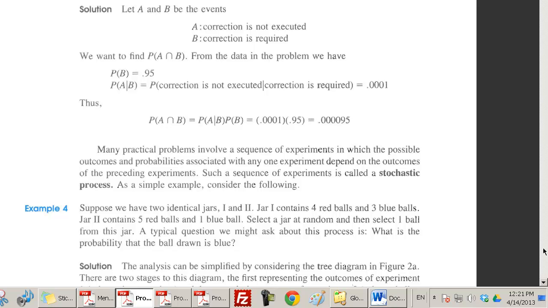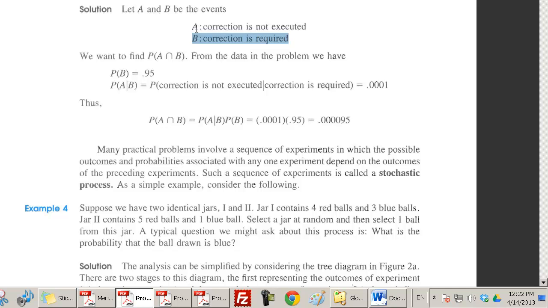Okay, so how are we going to do this? They're going to define two events. A is that the correction is not executed, and B is the event that the correction is required.